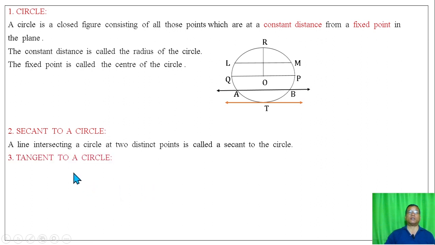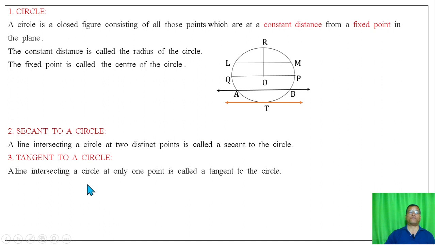Tangent to a circle. A line intersecting a circle at only one point is called a tangent to the circle.